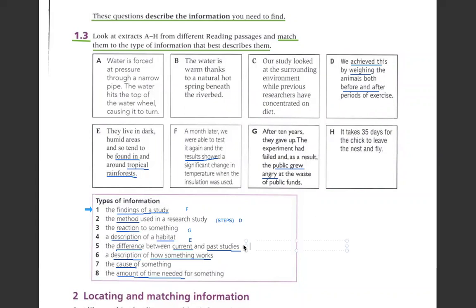So past and current studies, great. Everyone got C, which is correct. We know straight away that that's right because it says previous researchers.